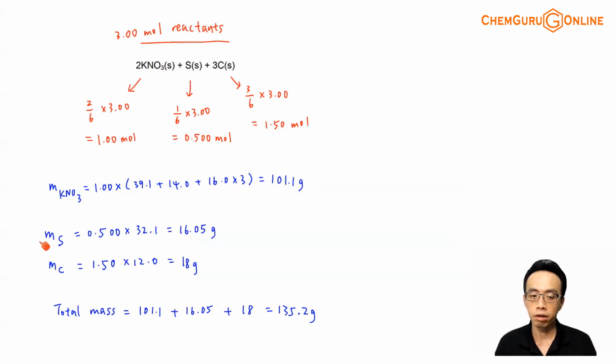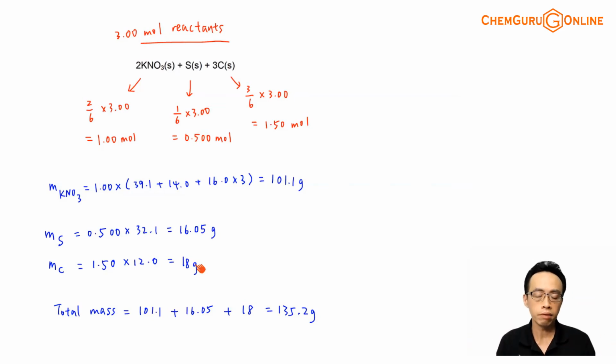Mass of sulfur involved will be number of moles, 0.5, multiplied by the atomic mass for sulfur, 32.1. So I'll get 16.05 gram. Mass of carbon will be number of mole of carbon, 1.50, multiplied by atomic mass of carbon, 12.0, which will give me 18 grams. So these are all the masses for your potassium nitrate, for your sulfur and your carbon.